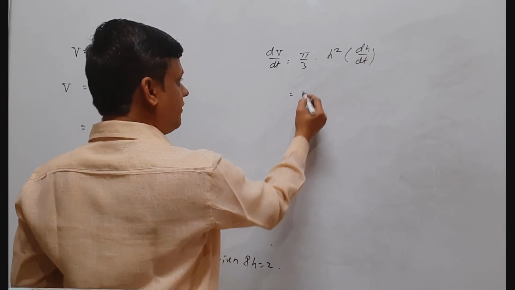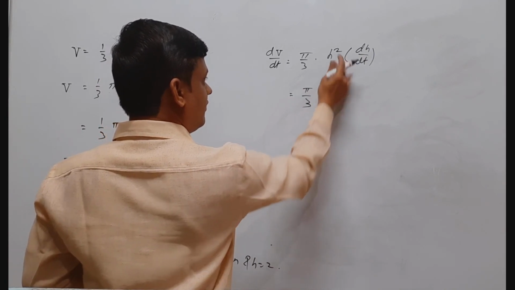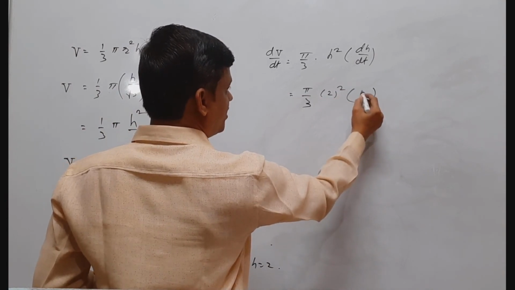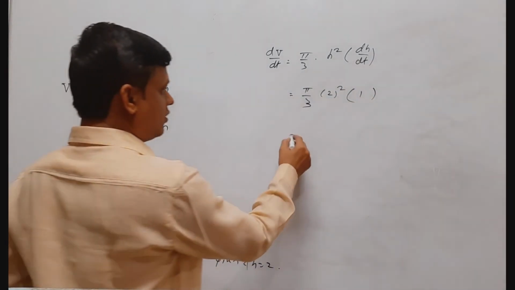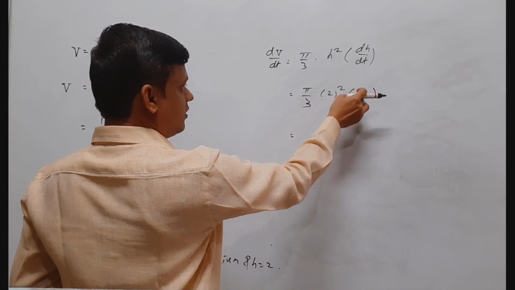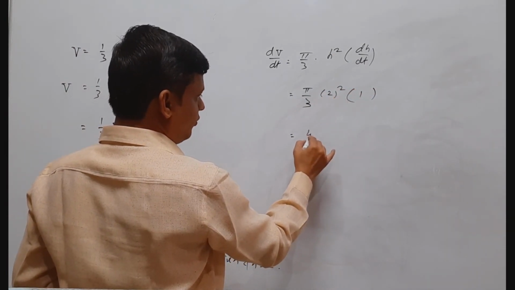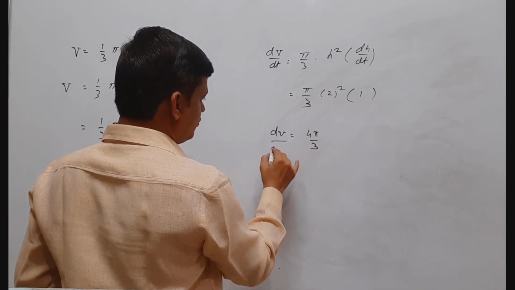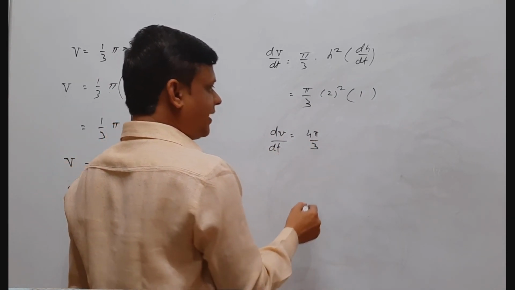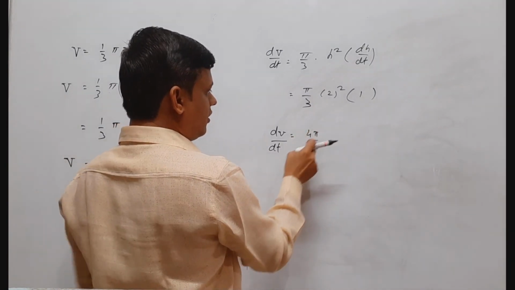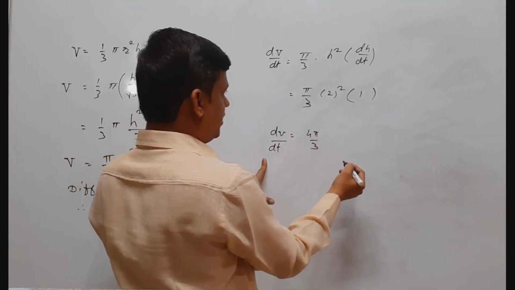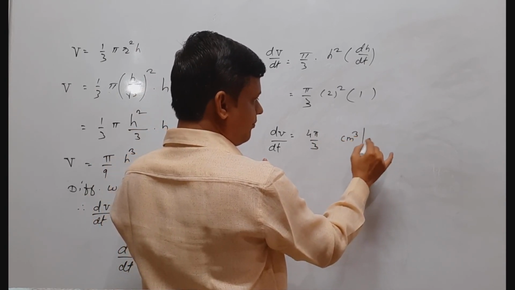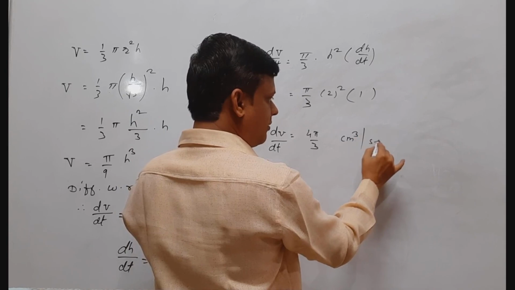Now substitute the value of h, which is 2. So we write here 2 square into dh by dt, and dh by dt is 1. So 2 square is 4 into 1, we get 4. So write 4 pi by 3 as dV by dt. So the change in volume is 4 pi by 3. We write here the unit for volume: cubic centimeter, or centimeter cube per second.